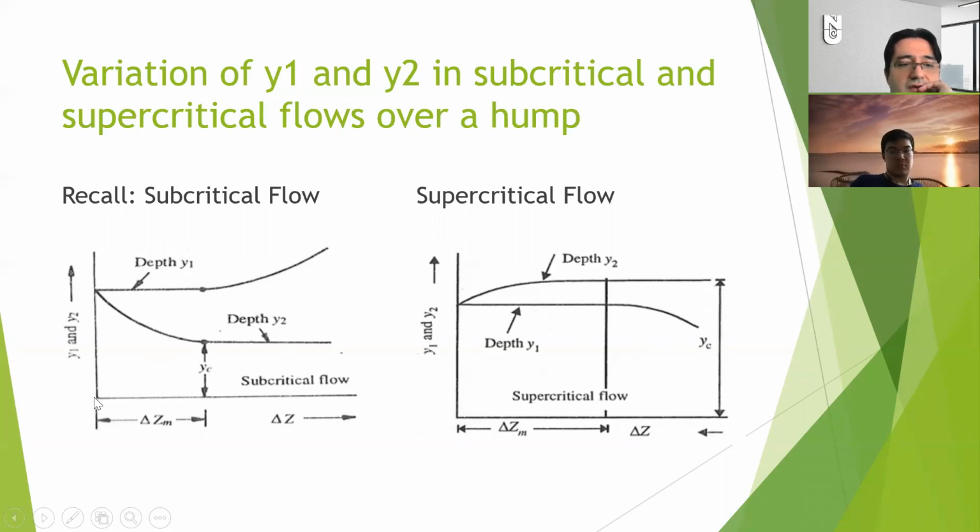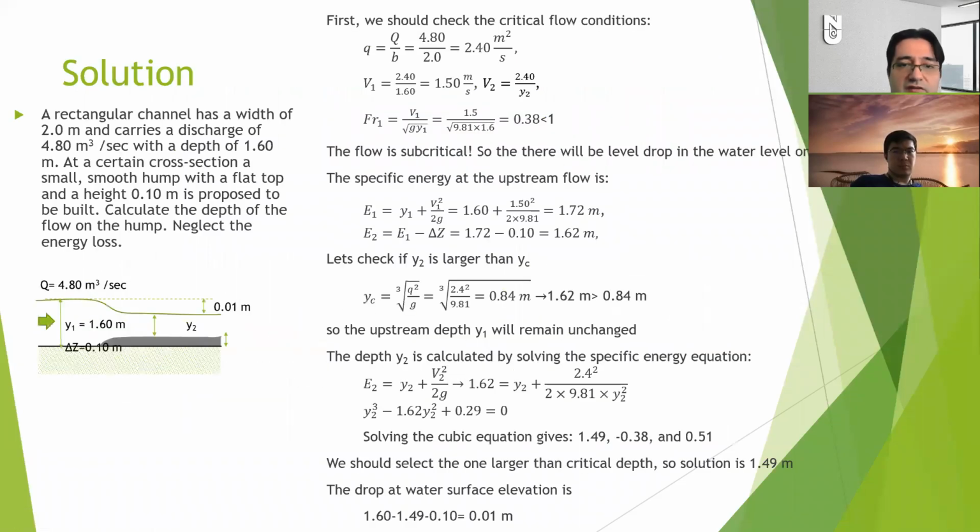So if the height of the hump is 0, the flow will continue as this. There will be no changes. But if you add a hump with a certain height, like delta z, then your upstream flow will continue as it is, but for the downstream flow you will have a lower depth, as you learned in our earlier problem. Okay, so y1 is bigger than y2.